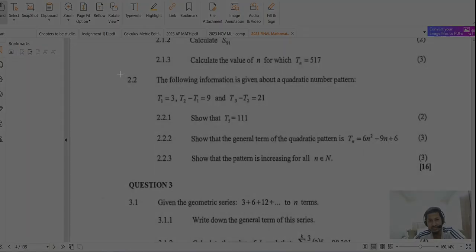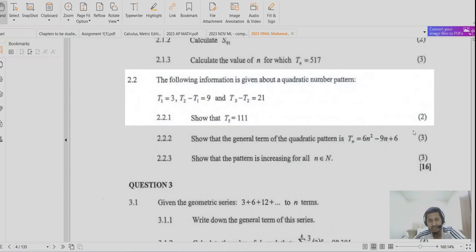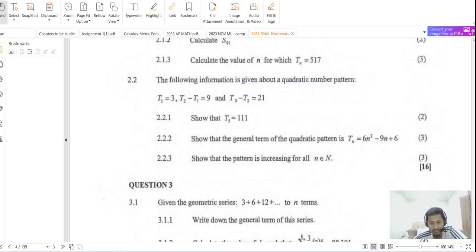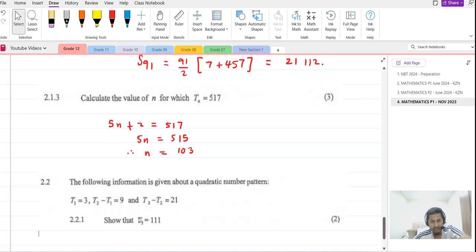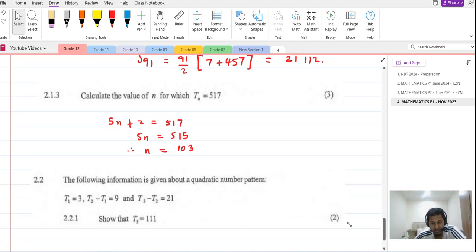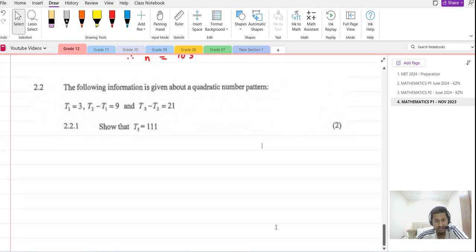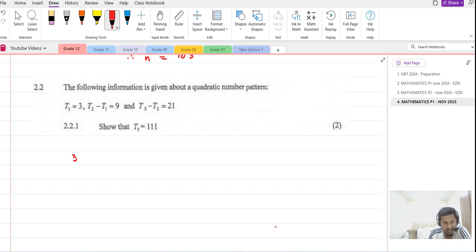It's a quadratic number pattern, okay? Now in this quadratic number pattern, I'm going to draw a tree here, right? So the following information is given about a quadratic pattern. So term 1 is 3. I'm going to write difference 1 here, and I'm going to write difference 2 there. Remember this is term 1, that's term 2, term 3, term 4, and term 5.